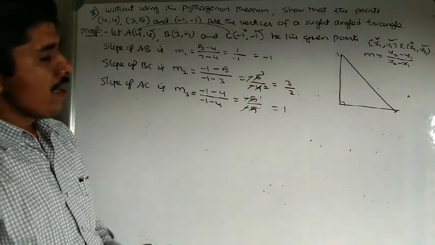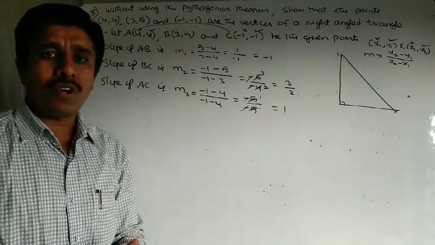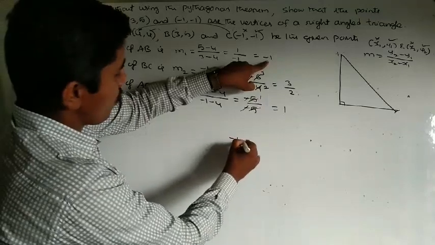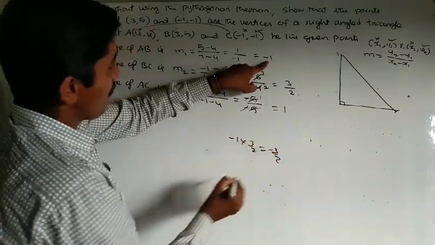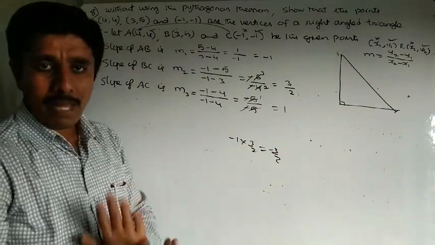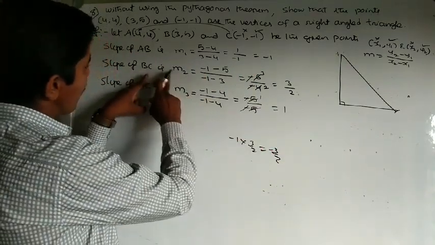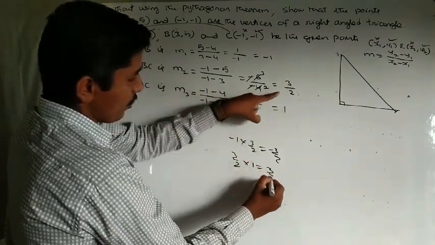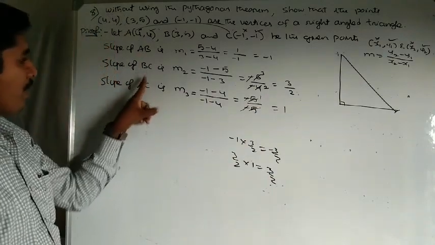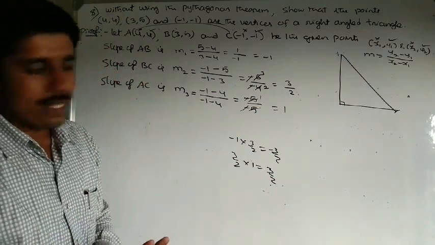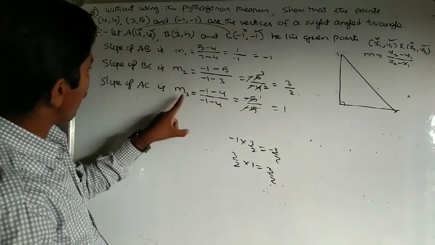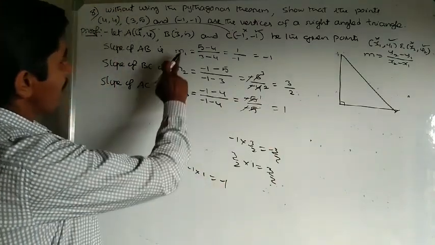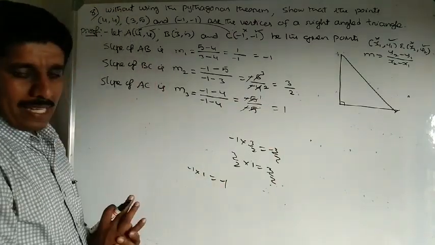Correct. Now, which product of two slopes equals -1? If you take the product of the first two slopes, -1 into 3 by 2 gives minus 3 by 2. That means these two lines cannot be perpendicular. Next take M2 and M3: the product 3 by 2 into 1 cannot be -1. Therefore, BC and AC cannot be perpendicular. Next if we take M1 and M3, -1 into 1 is -1. Correct. This means line AB is perpendicular to line AC.